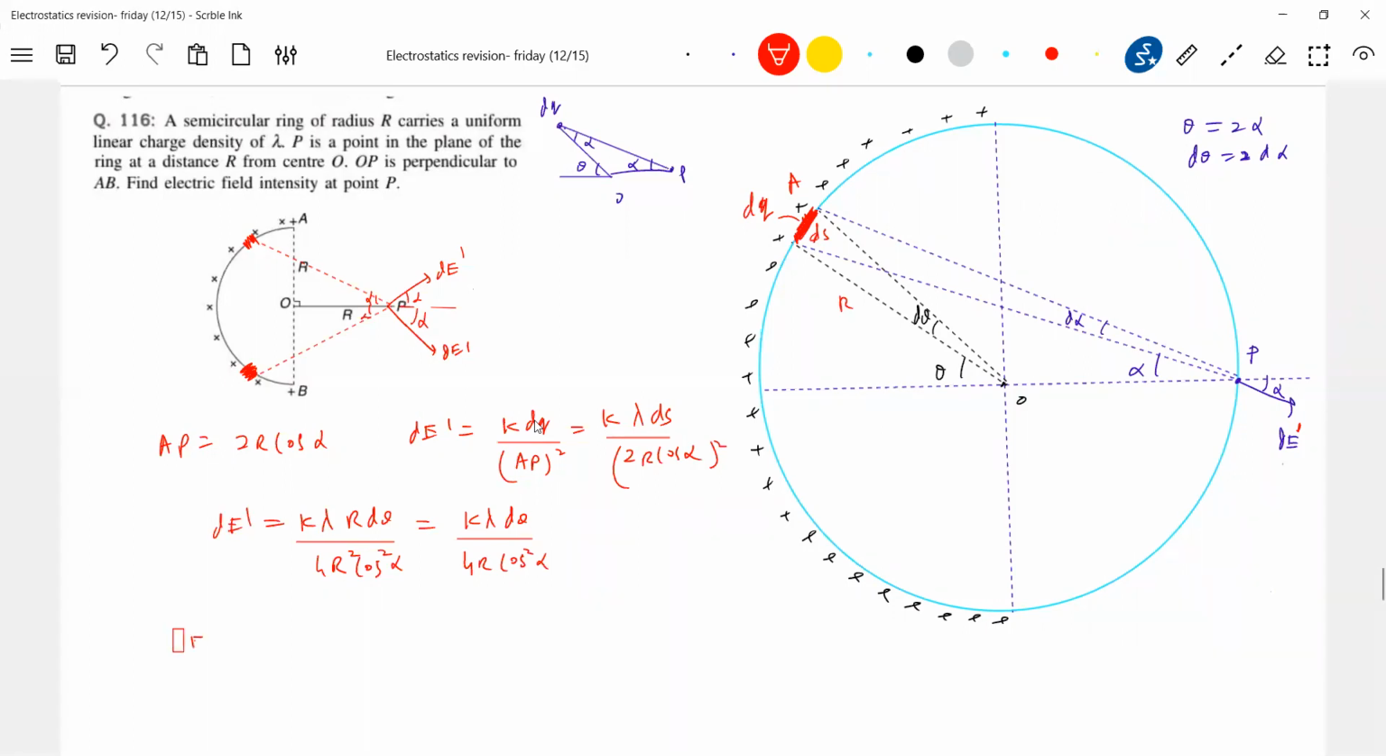So the net field should be equal to 2 dE dash cos alpha, which is 2 K lambda d theta by 4r cos square alpha, times cos alpha. The 2 cancels, so this will be K lambda d theta by 2r cos alpha.